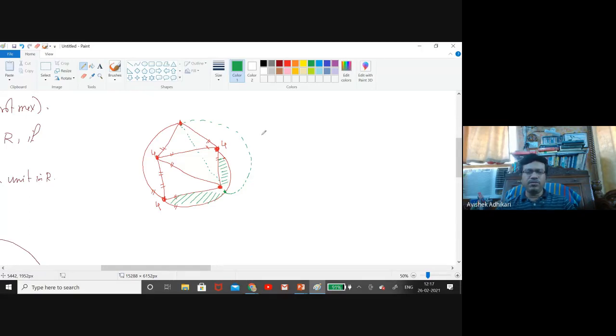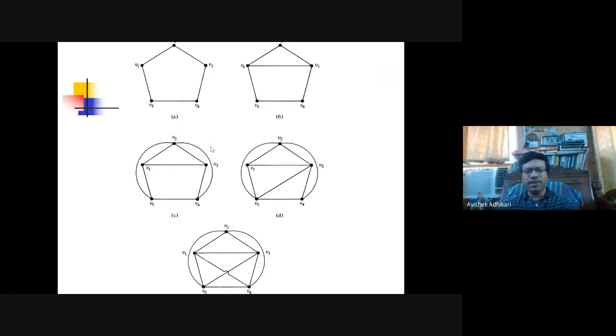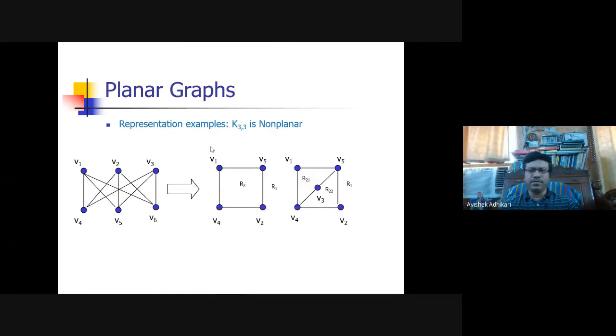So intuitively, you can understand that K5 is really not planar because you are unable to draw it. Try to draw it yourself to convince yourself. If you want to draw it, you will find that there must be some kind of crossing. So K5, as I mentioned, you won't be able to draw without any crossing of the edges.